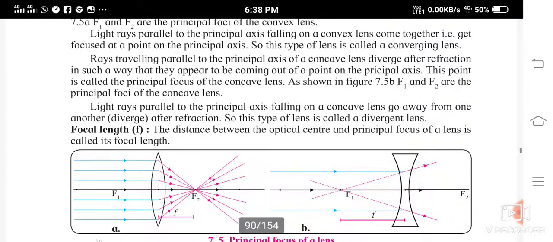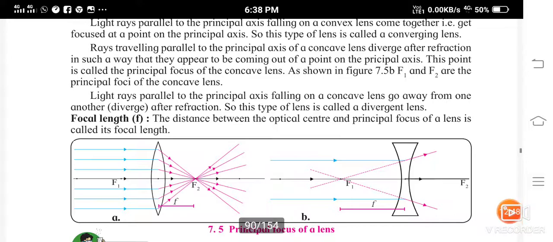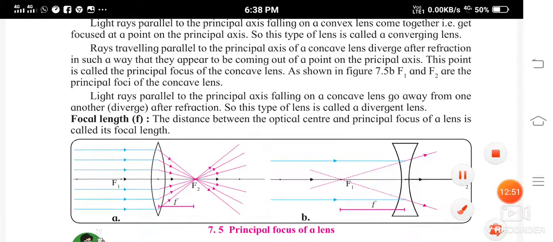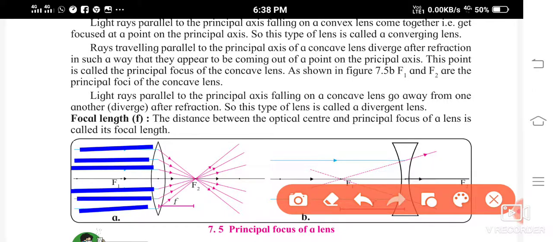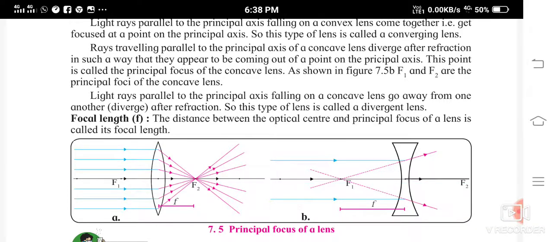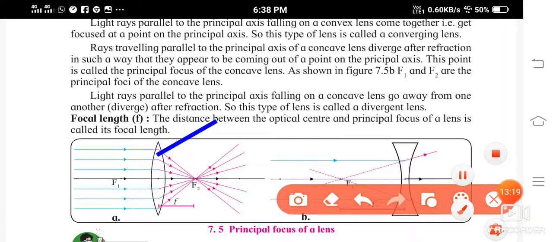Now, what is happening in the convex lens? The light rays which are parallel, you can see over here, after refraction they all converge like this. They come and converge together, and that is why this type of lens is called a converging lens.